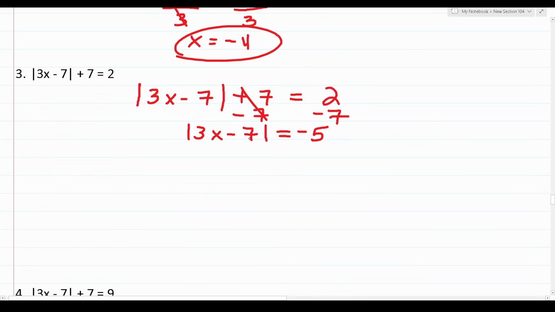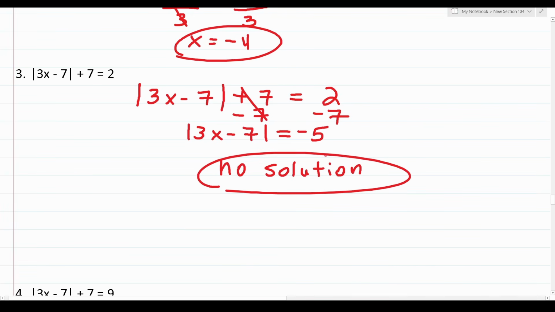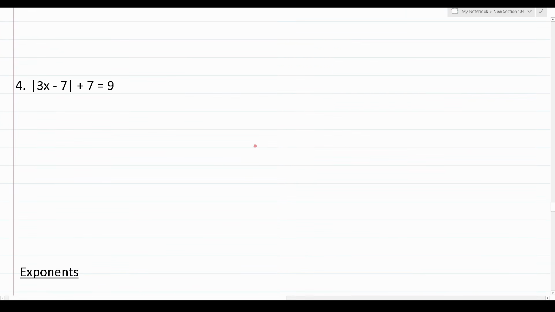All right, so we have an absolute value equal to a negative number. And as I mentioned just a few minutes ago, this means that there is no solution to this absolute value equation. In other words, there's no value of x that we can plug in to make this a true statement. All right, so that's that one. And let's take a look at one more example here.